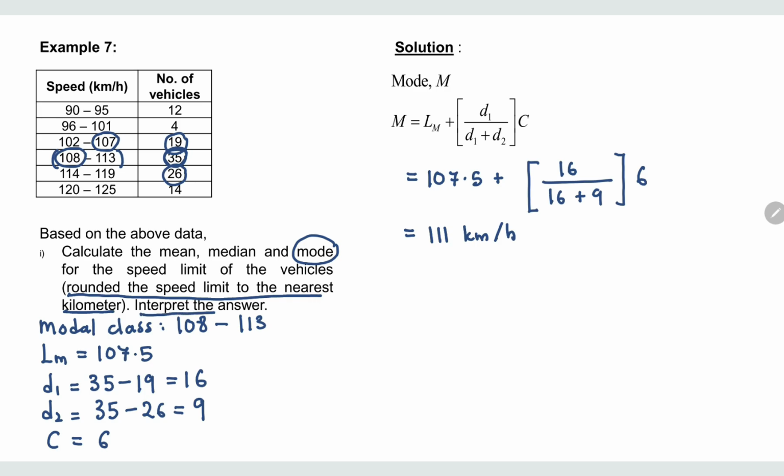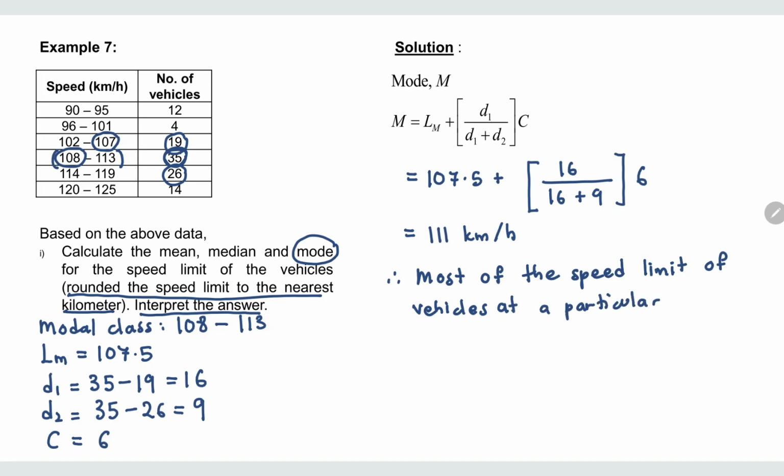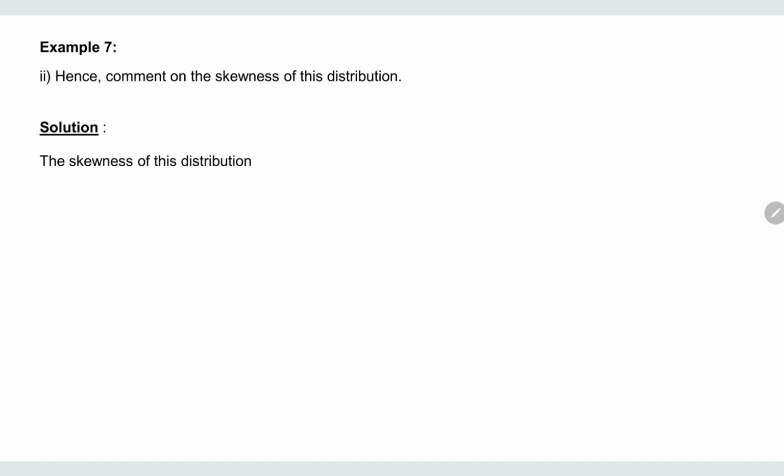Now we can interpret the answer. So the interpretation for the mode is, therefore, most of the speed limit of vehicles at a particular area is 111 km per hour. Number 2, hence comment on the skewness of these distributions.